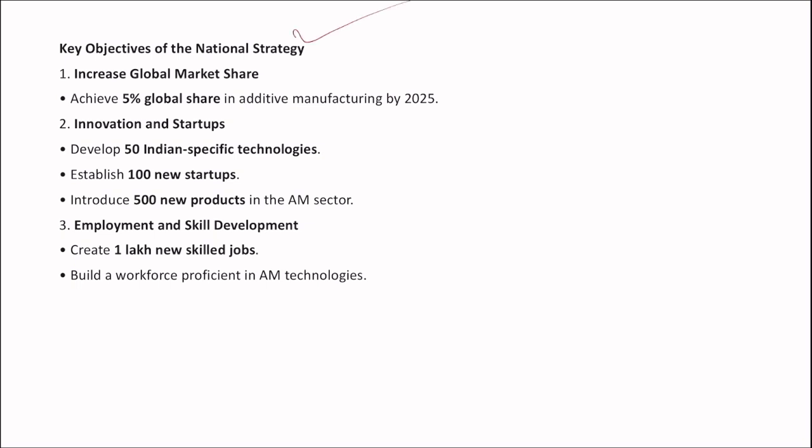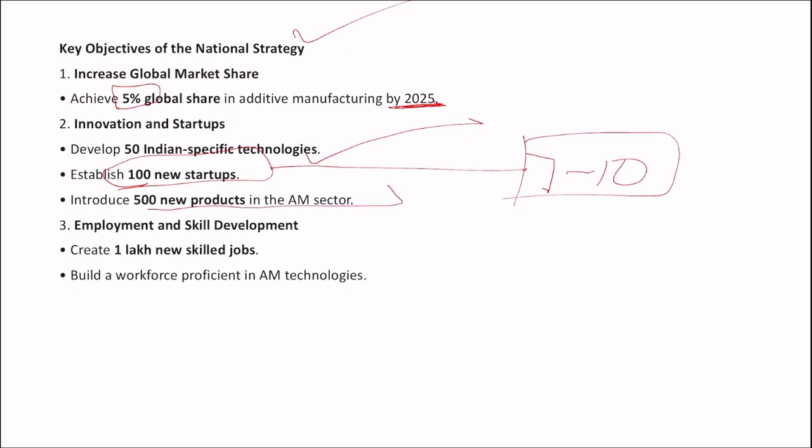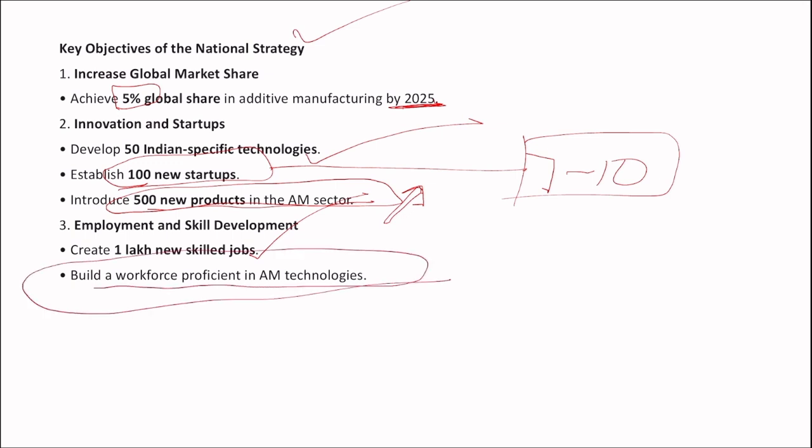Key objectives: we want to increase our global share by 5% till 2025, and we want 50 Indian specific technologies to be developed, and 100 new startups. I think till now 7 to 10 startups are already there. And 500 new products have to be introduced into the additive manufacturing sector, and 1 lakh jobs have to be created. A skilled potential workforce has to be created, so proper training has to be provided for them.